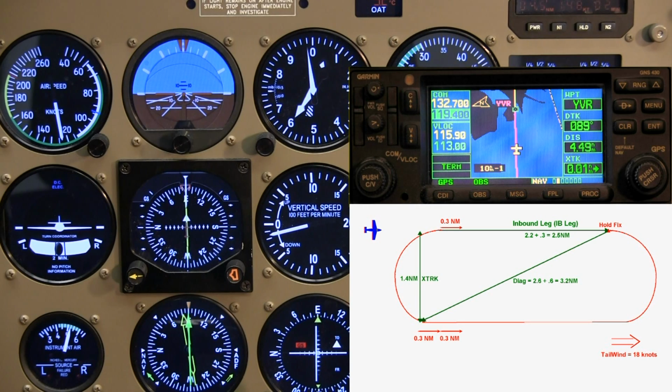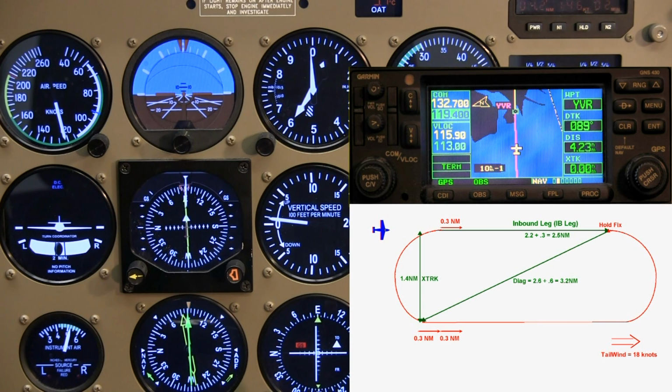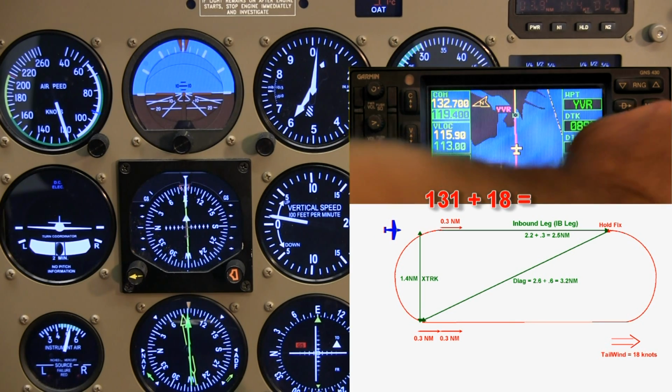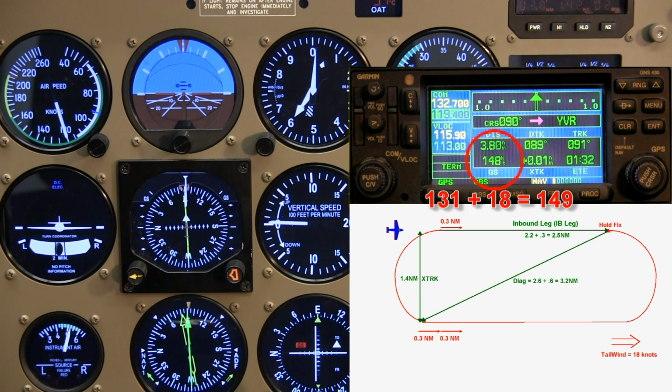We are inbound to the Vancouver VOR on the 270 degree radial, cleared to hold west on the 270 degree radial. We have an 18 knot tailwind. Since our true airspeed is 131 knots, the ground speed should be 149. Let's have a look. Yep, 149.